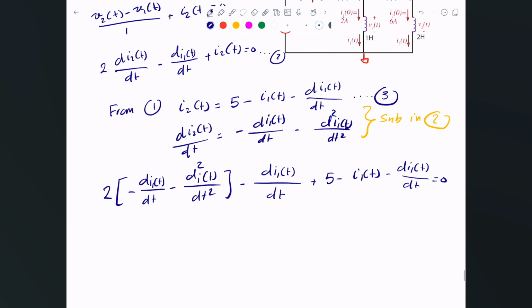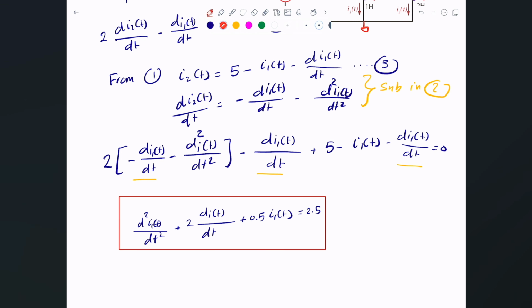So we do a little bit of algebra. I'm going to divide everything by -2 so that the highest derivative has a positive coefficient, d squared I1 of t divided by dt squared. I'll clean it up and come back to save you some time. After doing the algebra, this is what I ended up with: the second derivative of I1 of t, the first derivative of I1 of t, and I1 of t equals 2.5.